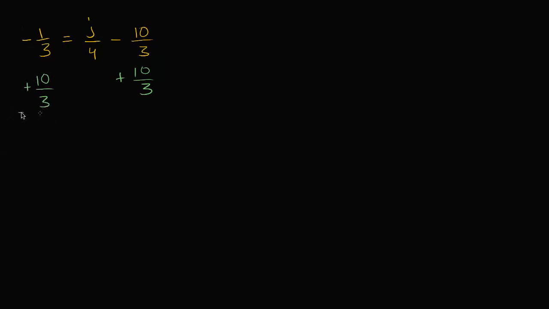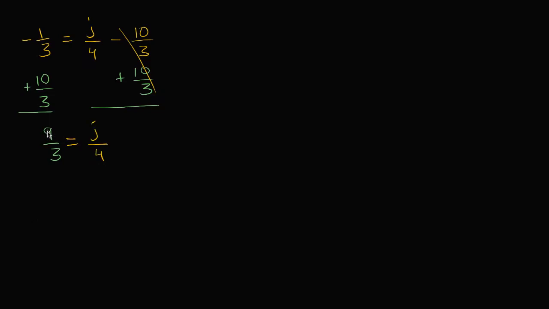And so what am I going to get? On the left-hand side, I'm going to have negative 1/3 plus 10/3, which is 9/3, and then that's going to be equal to, on the right-hand side, the negative 10/3 and the positive 10/3, those cancel out to just 0, and I'm just left with j over 4. It's equal to j over 4.